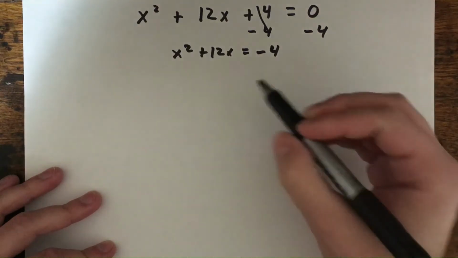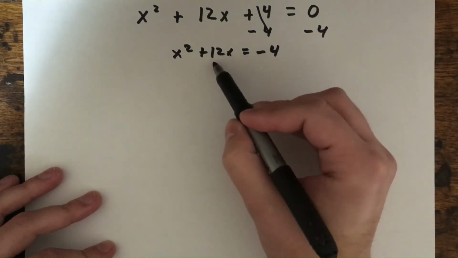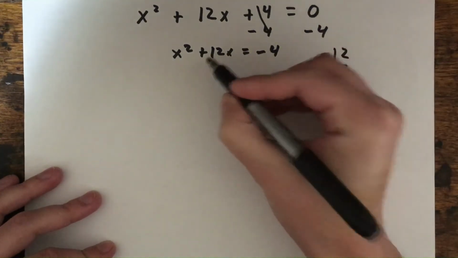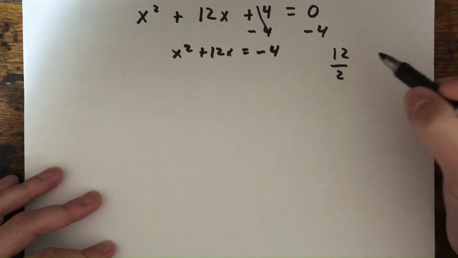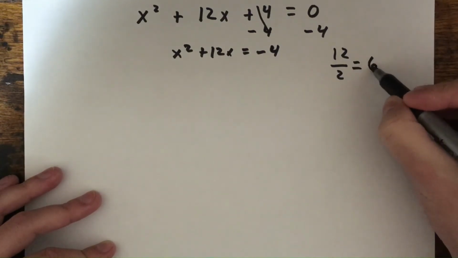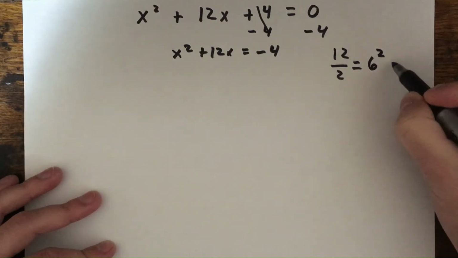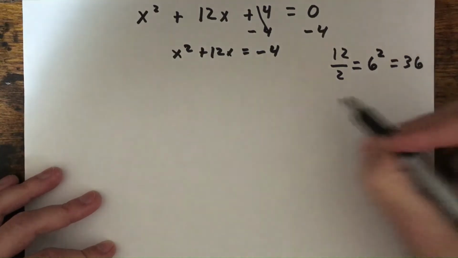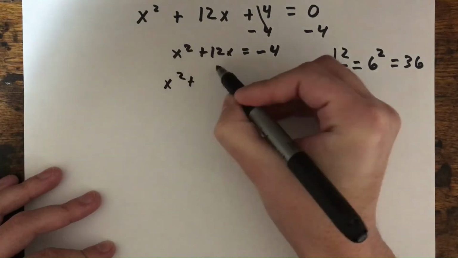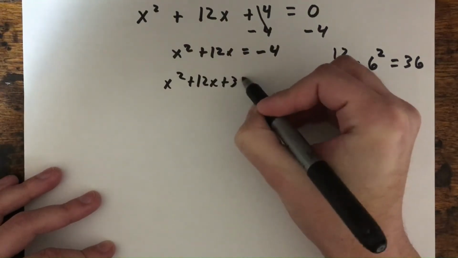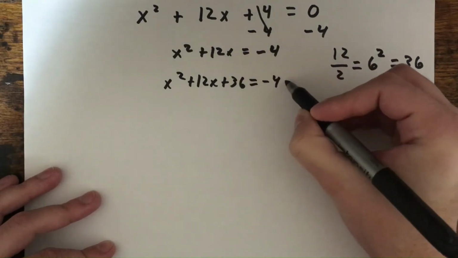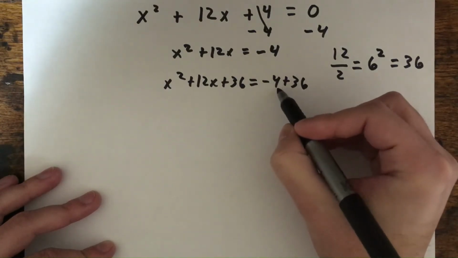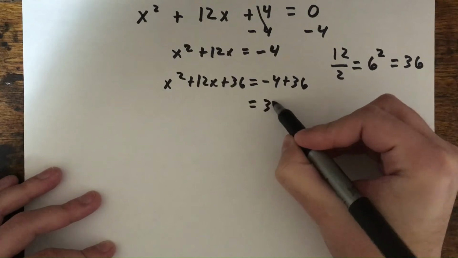So anyway, the next step is we want to take this 12 and half it. 12 halved, or divided by 2, is 6, and 6 squared, that's the next step, is 36. And we're going to take this 36 and add it to both sides of the equation. X squared plus 12x plus 36 equals negative 4 plus 36. I'm going to go ahead and simplify this real quick. Negative 4 plus 36 is 32.